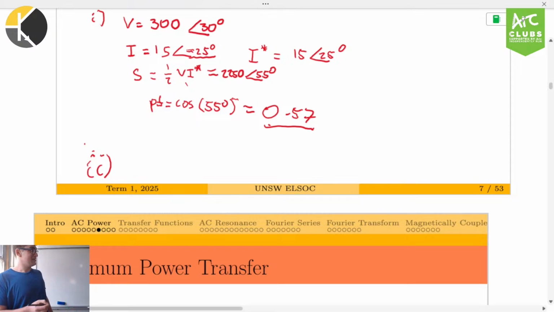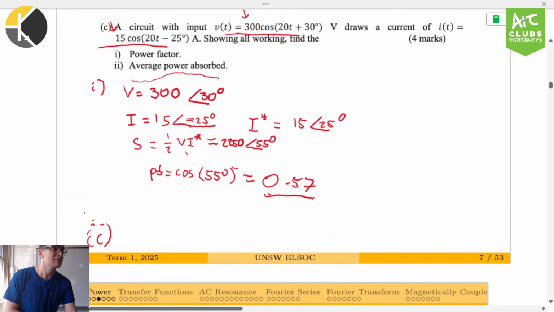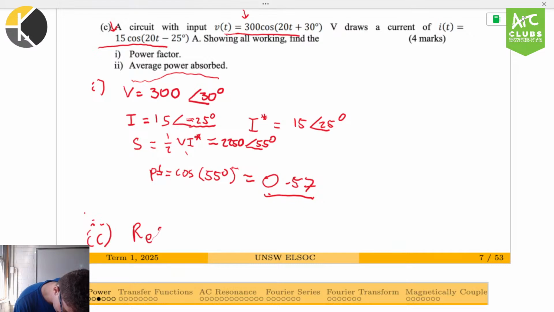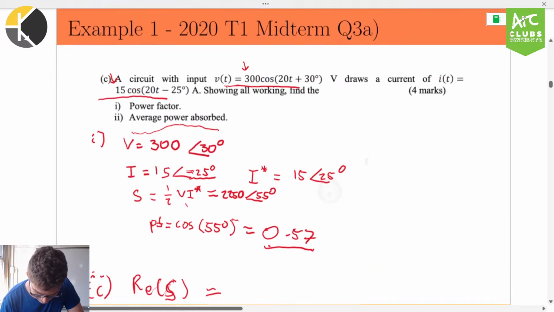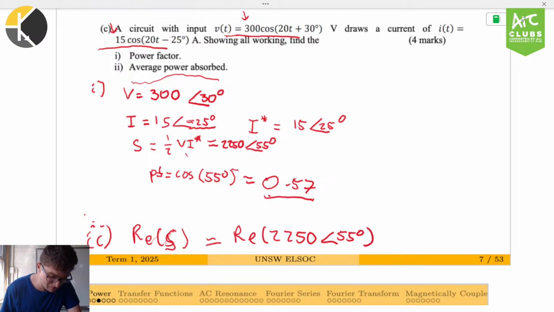Can somebody tell me, in terms of S, how we can find the average power absorbed if we already have S? Yeah? It's just the real part? It's just the real part. Exactly. So we just take the real part of S. The real part of S, which is going to be just the real part of 2250, 55 degrees. Does anybody have a complex calculator and can put that in? Oh, I'll do it. 1291.